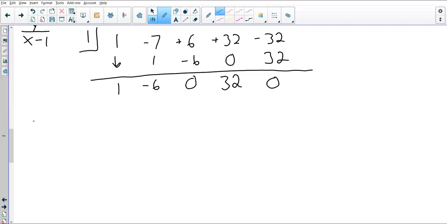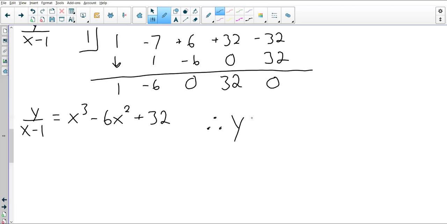So I'm just going to call it y, divided by x minus 1 is equal to x cubed minus 6x squared. There's no x term, and then I have a plus 32. If you want to put in plus 0x, you're more than welcome to do that, and it'll help us remember exactly what's happening.